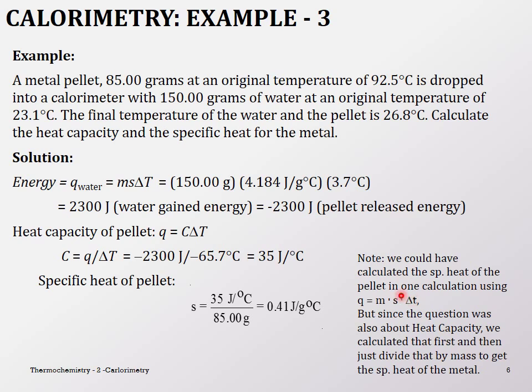So because we were supposed to calculate the heat capacity, this became a two-step process. But if we were calculating specific heat, we could have just used this formula directly and skipped this step. So make sure you read the question carefully and see what is being asked of you, whether it's heat capacity or specific heat of anything, because in heat capacity, you don't need the mass.